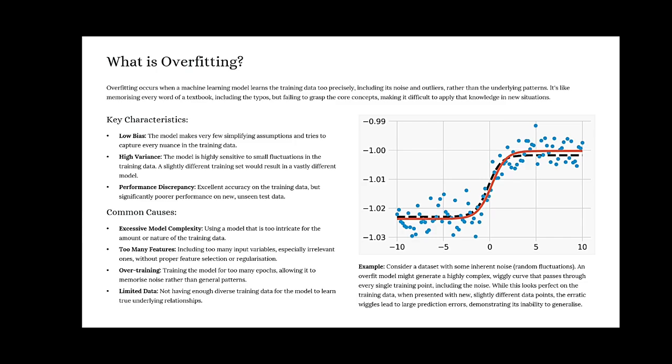Now overfitting. On the other side of the spectrum, we have overfitting. Overfitting happens when a model learns the training data too precisely, to the point where it starts memorizing the noise and outliers instead of the real underlying pattern. It's like memorizing a textbook's typos and all, but being unable to apply that knowledge in a new situation. Its key characteristics are low bias, which means it makes very few simplifying assumptions. Then high variance: the model is highly sensitive to small fluctuations in the training data.